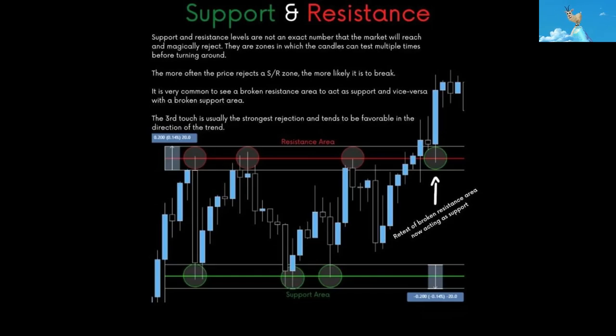Y'all see this arrow on the right side? It's pointing to a candle that broke above the resistance zone. So that candlestick right there is the one that broke above the level. It broke above the zone, came back down, touched the same zone from above, right? And if you look at it, it says retest of broken resistance area now acting as support. That right there is the holy grail. That's the holy grail concept that we'll spend probably the next 15 minutes on if TikTok let me.